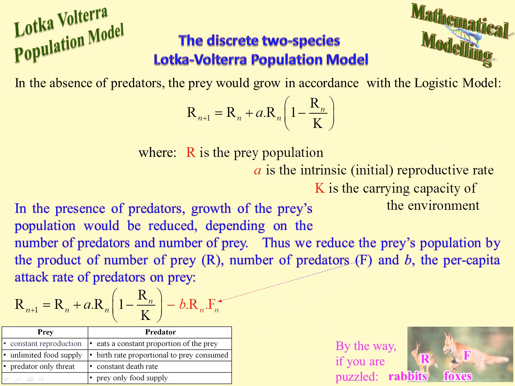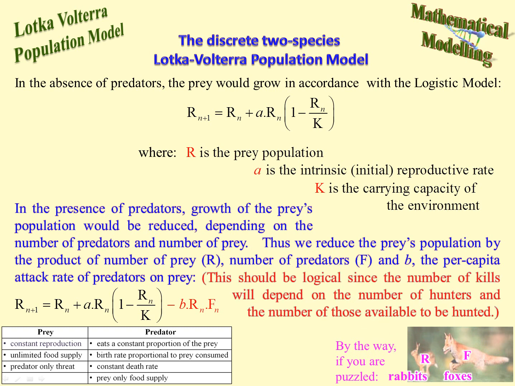And here comes the explanation as to where the R's and the F's come from. Rabbits, foxes, it's as simple as that. There's the prey, the rabbit, there's the predator, the fox. So we get our R's and F's. Hopefully it is logical. This number of kills is going to depend on the number of hunters and the number of those available to be hunted. That's why we have both. Number of hunters, the number available to be hunted, and then there's some factor in there on the attack rate.